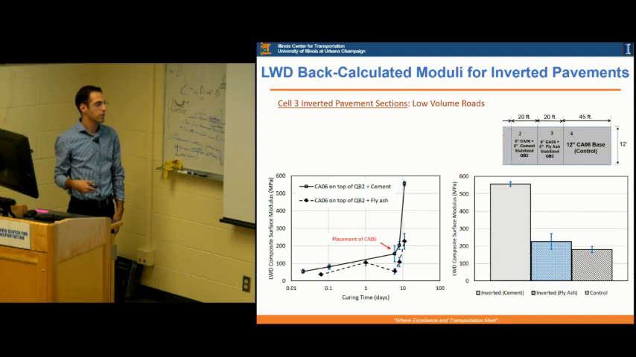For the cement and the fly ash, the cement was also outperforming the fly ash by much. But the fly ash and the control section, which is just regular base material, were pretty much the same in terms of modulus.